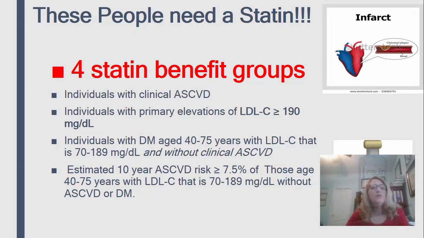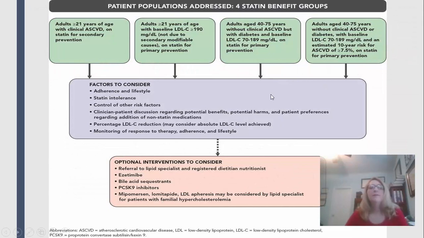The next one is individuals with diabetes, age 40 to 75 years, with LDL-C that is 70 to 189 milligrams per deciliter without clinical ASCVD. The 4th one is estimated 10-year ASCVD risk of greater than 7.5% of those age 40 to 75 years with LDL-C that is 70 to 189 milligrams per deciliter without ASCVD or diabetes. Okay, so you've heard who's supposed to be in these populations that need a statin, the benefit groups.